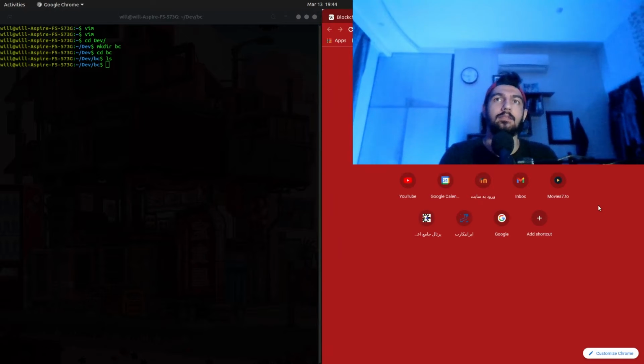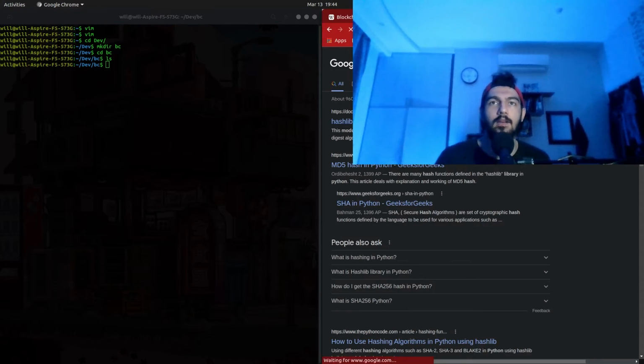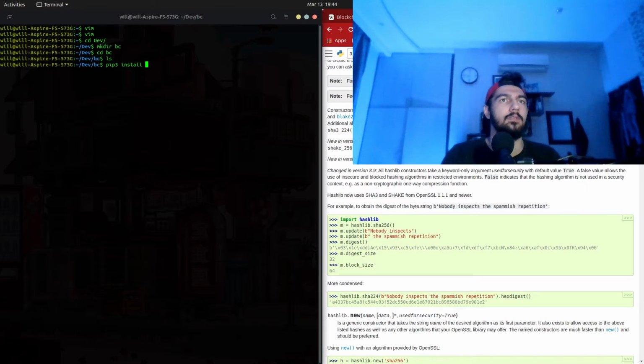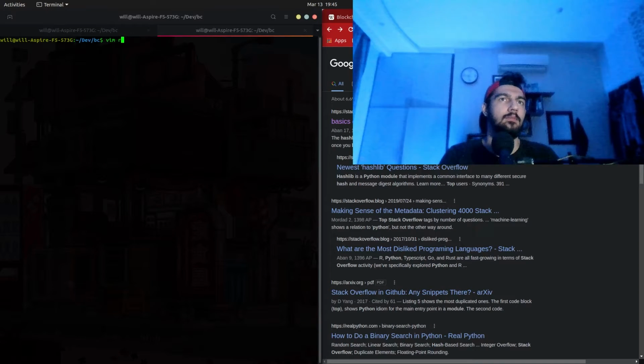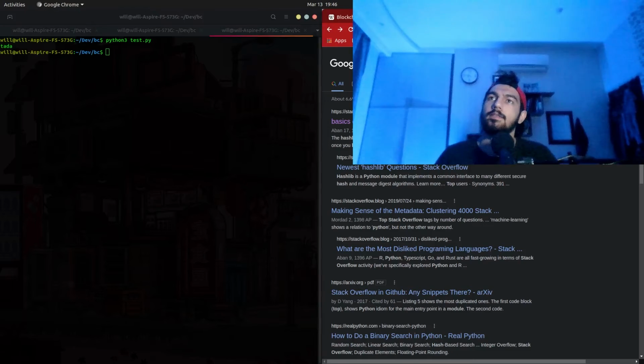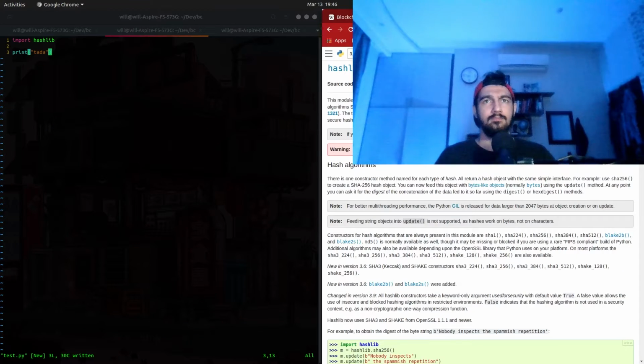Okay, I think the best way to start would be to start with a hashing library. Hashing library Python. Hashlib. Pip3 install hashlib. What the fuck? Vim test.py, import hashlib. Yeah, it works. I don't know what that error thing is. Oh, I didn't need to install it. Hashlib is a Python library.